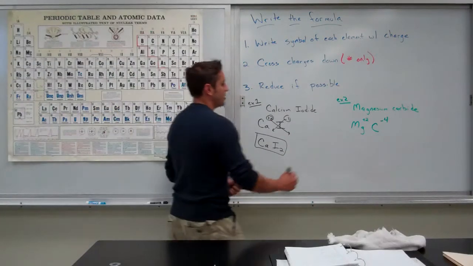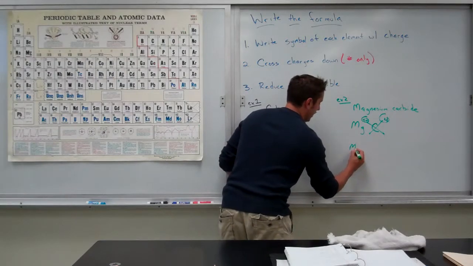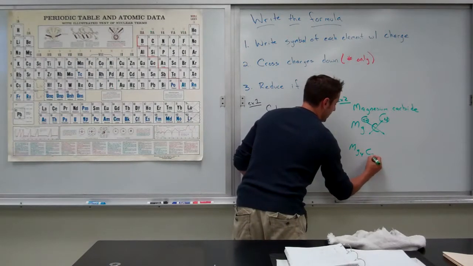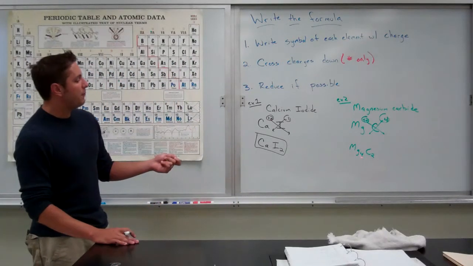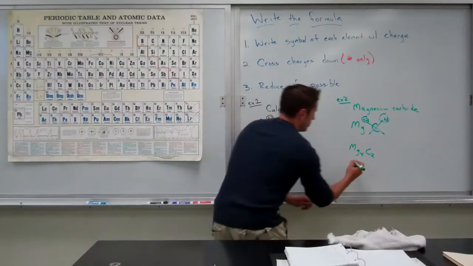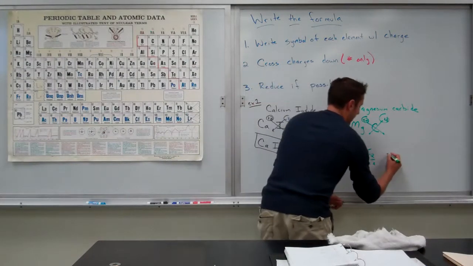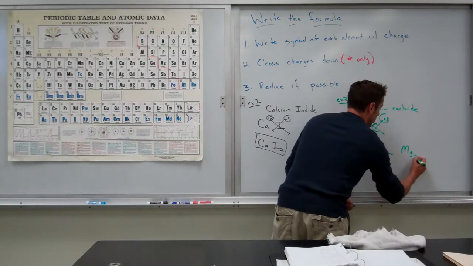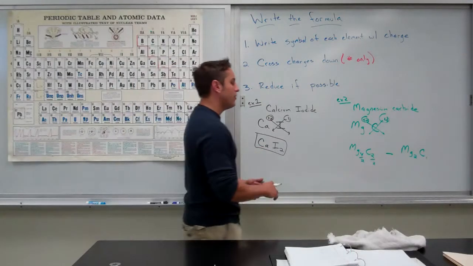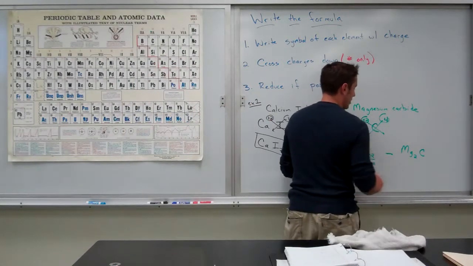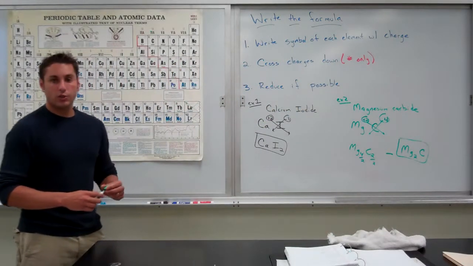Step 2, cross charges down in number only. So the 2 will come down here, the 4 here, which would be Mg4C2. Reduce if possible. Well, this time 4 and 2 can be reduced. Those are both divisible by 2. And if I do that, I get Mg2C1. Right? And like I said, we never write subscripts of 1, so we just erase it. So the formula for magnesium carbide would be Mg2C.